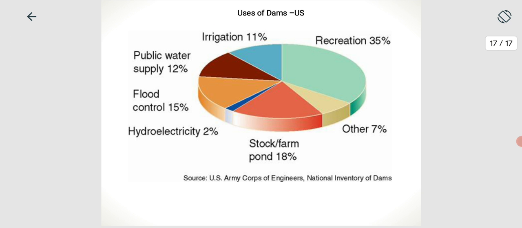Use of dams in the US. Dams are used for different purposes. First, irrigation is 11%, recreation is 35%, other is 7%, stock and farm ponds is 18%, hydroelectricity generation is 2%, flood control is 15%, and public water supply is 12%. So these are the uses of dams in the US, with various percentages for different purposes.